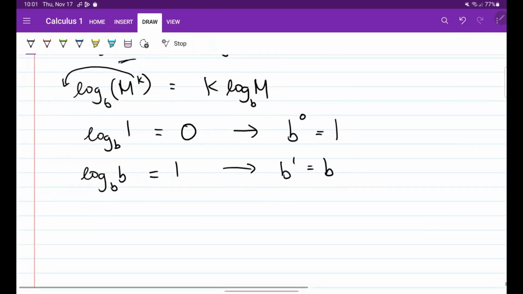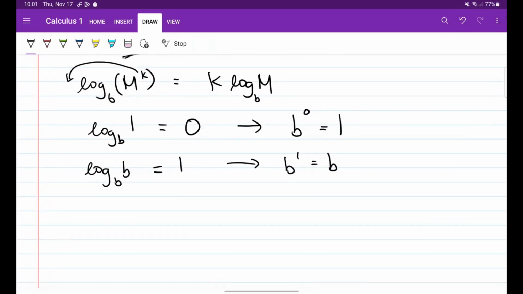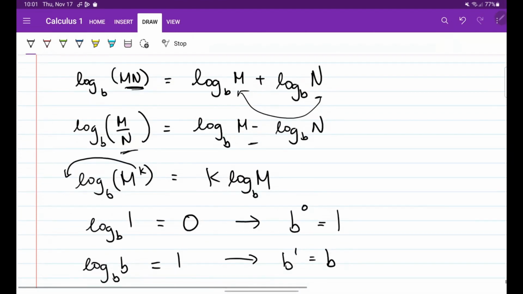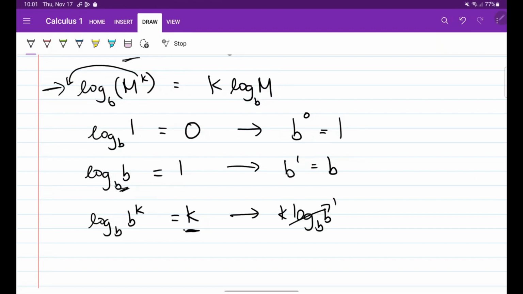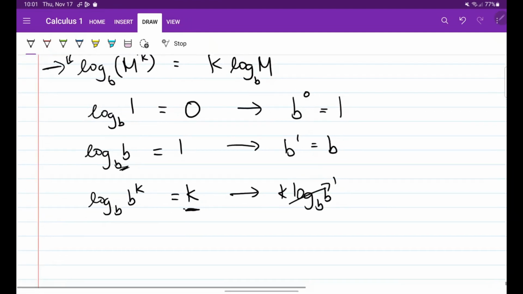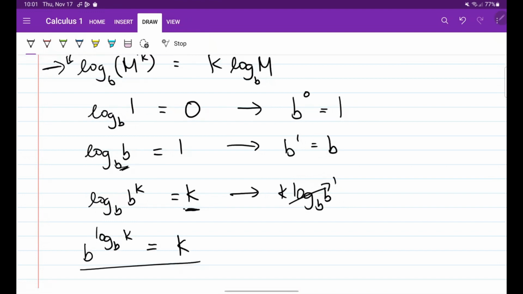And may mga special rules tayo kung saan sinasabi natin na if you have log base b of b to the k, this is equal to k. Kasi using yung power rule dito, pwede natin na ibaba yung k. Magiging k log base b of b. And sabi natin, log base b of b is equal to 1. So kaya siya equal to just k. And sinasabi rin natin na if you have b raised to log base b of k, this is equal to k. This will become very important sa mga exponentials natin.